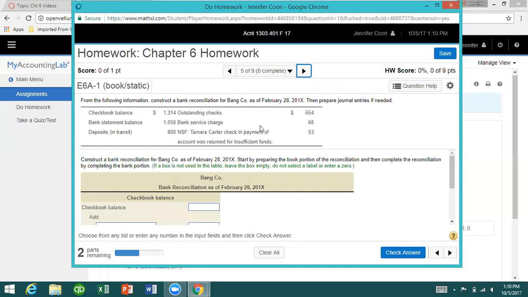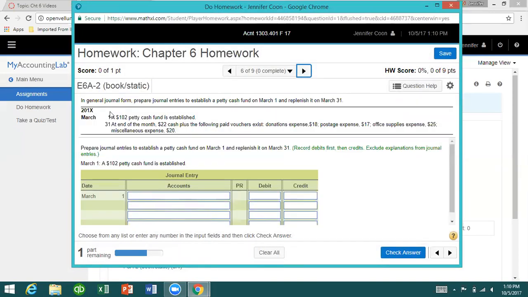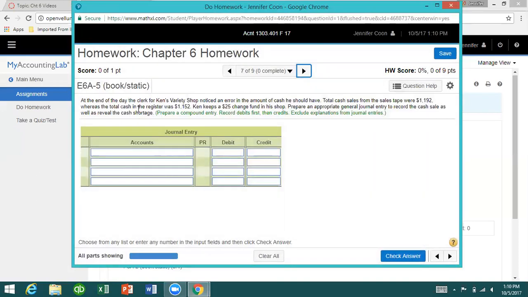This problem is in a different format than the other one. This one is establishing the petty cash fund. So again, page 219 is good. And then the second part, you have to replenish it. This one talks about cash over and short.